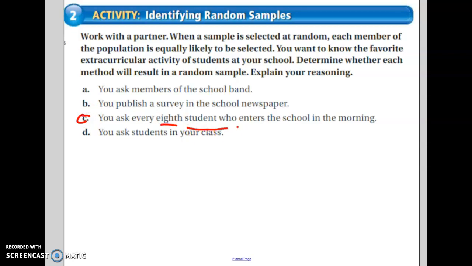You ask every 8th grade student who enters school in the morning what their extracurricular activity is. Even though it's more random than asking people in the school band, it's still not quite random. Because they're all in the same grade level, they might have similar interests. And asking students in your class might be better, because everybody in your class comes from a different background. They might still be in the same grade level, so it'll be more of a random sample.